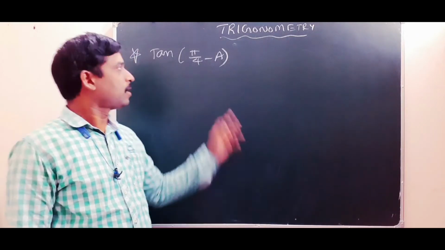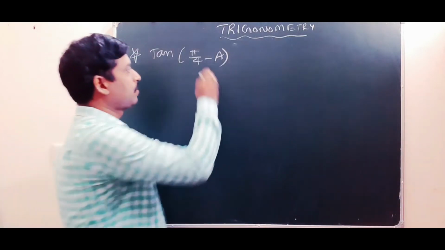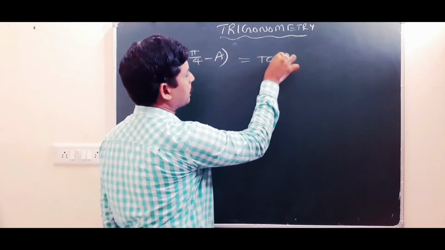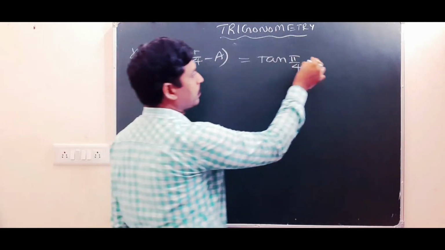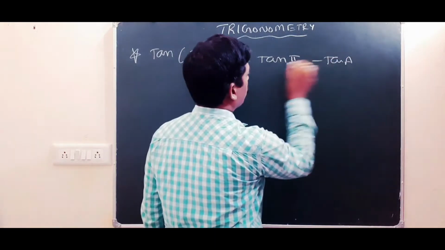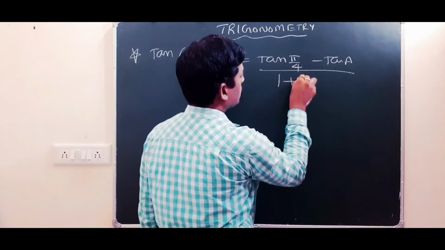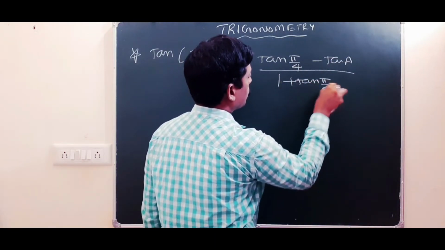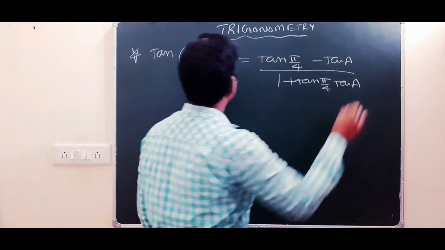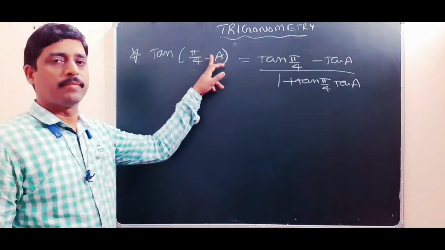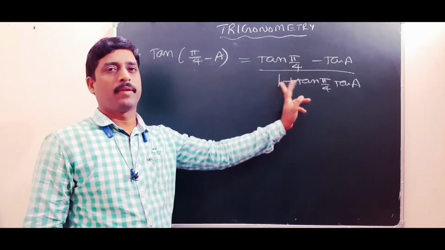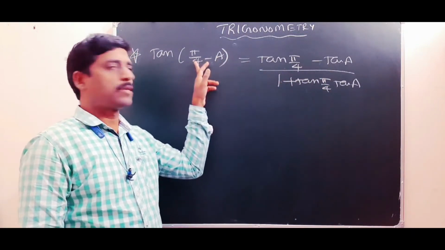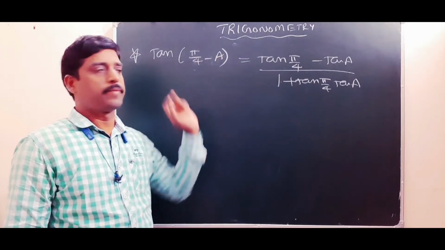Okay, now explain tan(45° − a). By using the tan(a − b) formula, tan 45 minus tan a by 1 plus tan π/4 into tan a. By using tan(x − y) = (tan x − tan y) by (1 + tan x tan y), where x and y are placed as 45 and a.